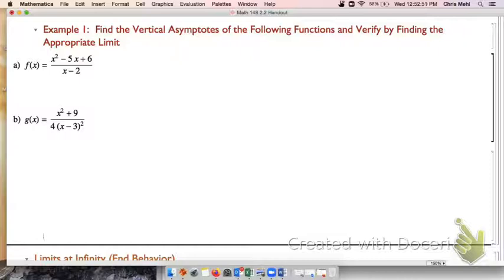Alright, so example 1, there's two rational functions here. Again, notice it's polynomials over polynomials. And we're going to find the vertical asymptotes of the following functions, and we're going to verify by finding the appropriate limit.